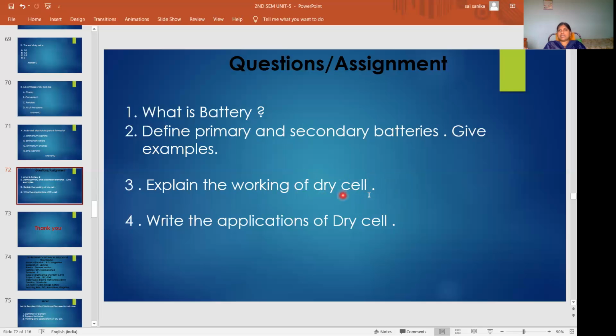And this dry cell is also called as Leclanche cell. Okay. This dry cell is also called as Leclanche cell. They can ask write about Leclanche cell also. So you should know the other name of dry cell also. So that is Leclanche cell. Okay, like this you can explain the dry cell.